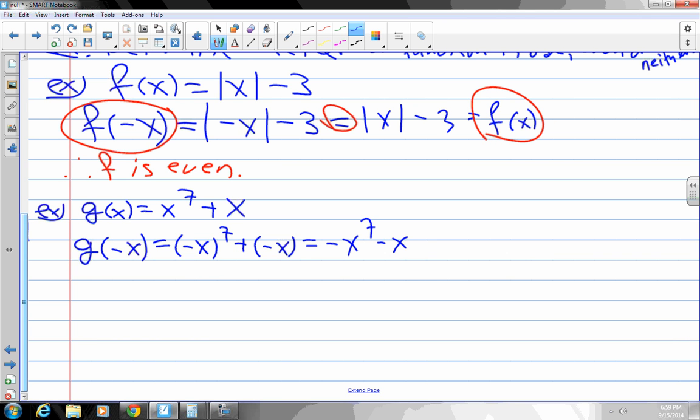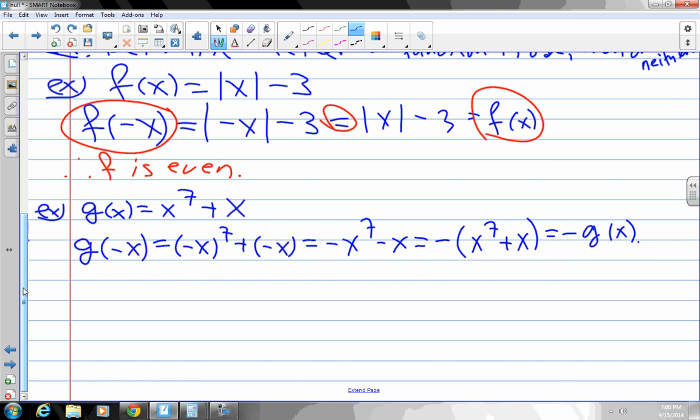Is this the same as your original function? No, so it's not even. Can you factor a negative and make it look like your original function? In this case, it's pretty straightforward, right? If I pull out a negative, then it's x to the 7 plus x. And this is the original function. So it's negative g of x. Right? So therefore, function is odd.